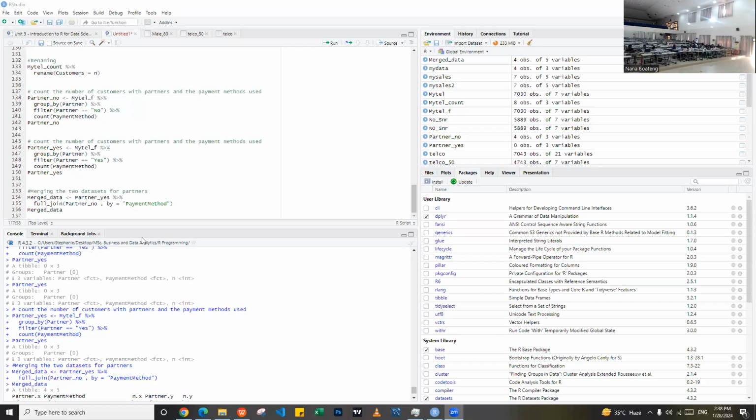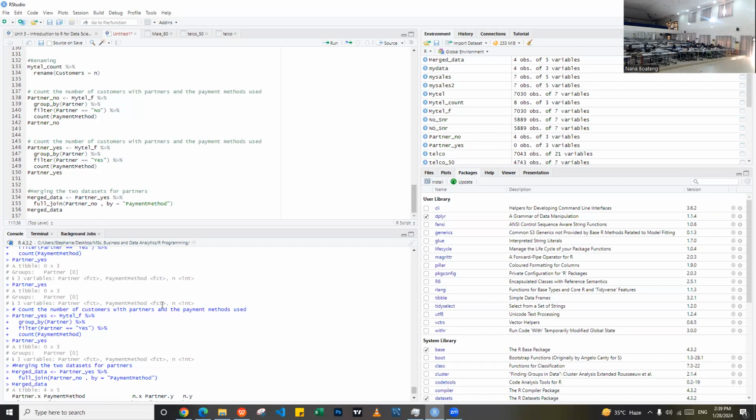Can you see my screen? Yeah. So go down on the console. Let me see the error message. Yeah, this is the error I'm getting. Instead of a table, then 0 times 3, then groups, partner, then 3 variables, that's partner, that's FCT.